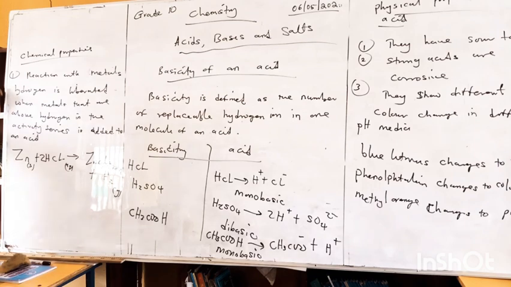So when you add zinc to an acid, it will liberate hydrogen. Not only that, magnesium will also liberate hydrogen from acid. Those metals that are above hydrogen in the electrochemical series will liberate hydrogen from acid.